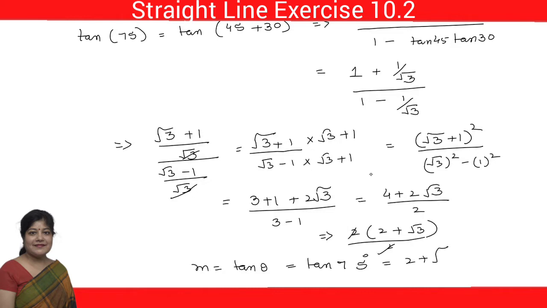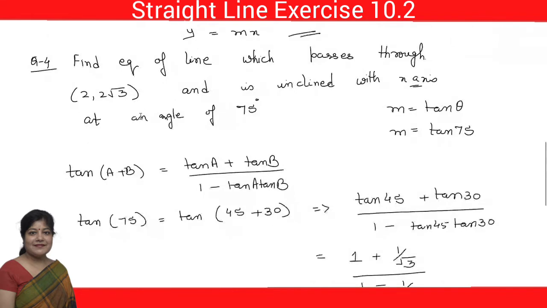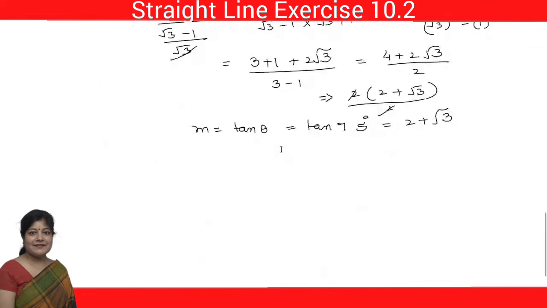So in this way, whenever the angle is given, we have to find m as tan theta. Actually this value is too big. So now it passes through this point 2 comma 2 root 3. We have to find the equation of the line which passes through the point x1, y1, which is 2 comma 2 root 3. This is the point, and this is the slope. So the equation is what?